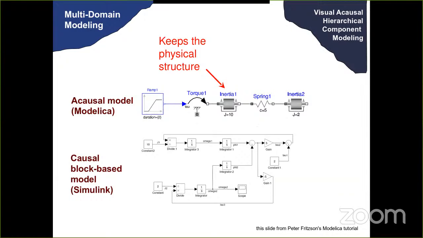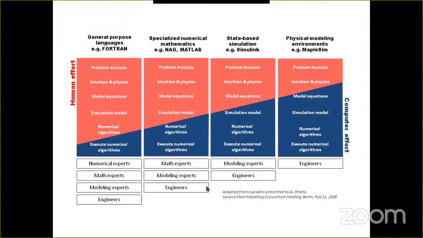This has made engineers a lot more effective because they can focus on their design rather than on how to simulate the design. Okay. Actually, this is a nice figure by Akira Ohata from Toyota, who says, well, in the early days, we had Fortran, and we basically could execute numerical algorithms, but we had to come up with the numerical algorithms. Then later, we had libraries such as the NAG library, the Numerical Algorithms Group, and MATLAB, which put this in libraries. And so I don't need to care about my numerical algorithms anymore.